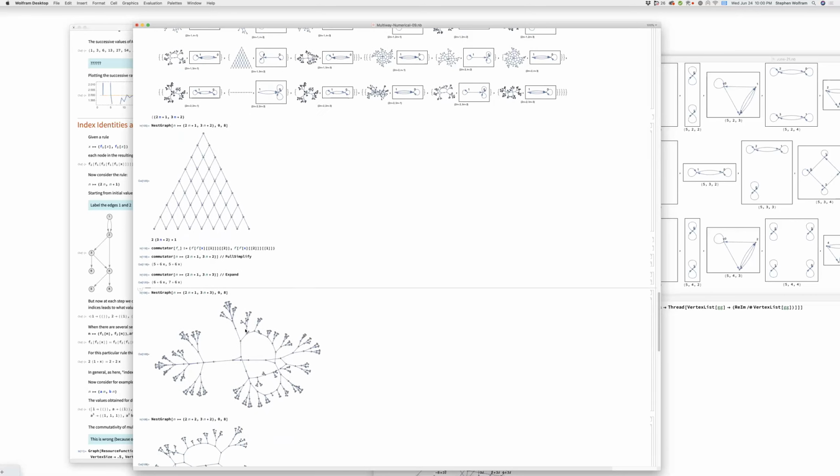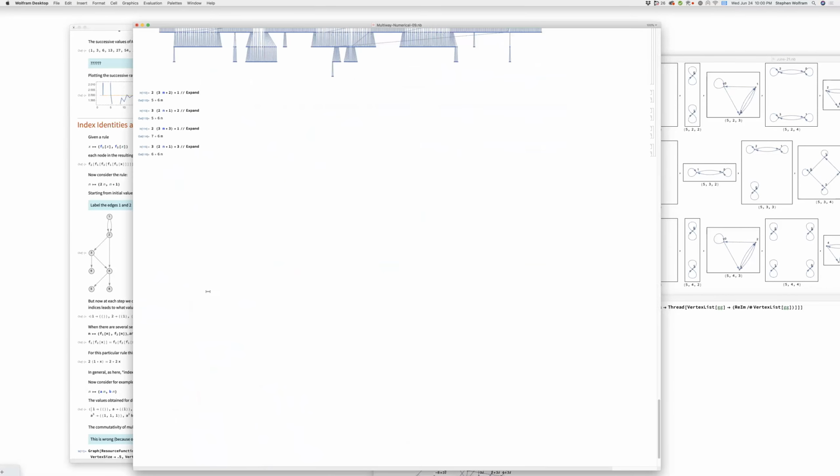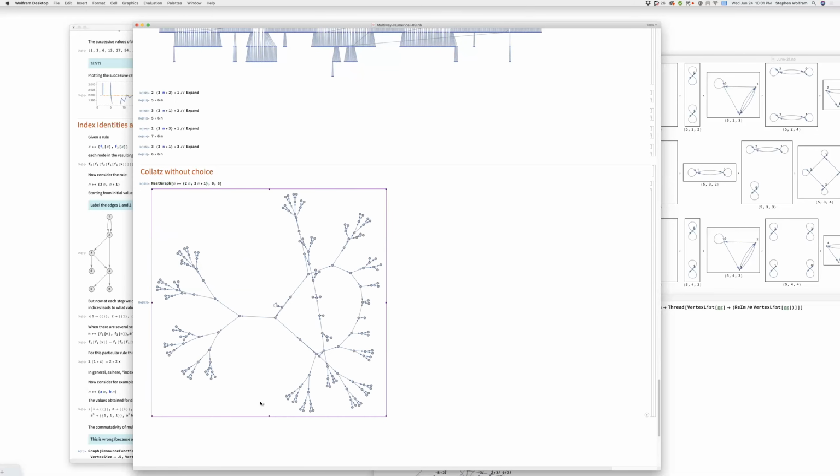Okay, let's see that. So what is Collatz without choice? 2n... I don't think that's right, because it's not 2n, it's n over 2.